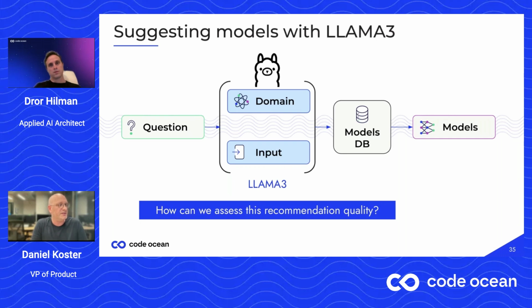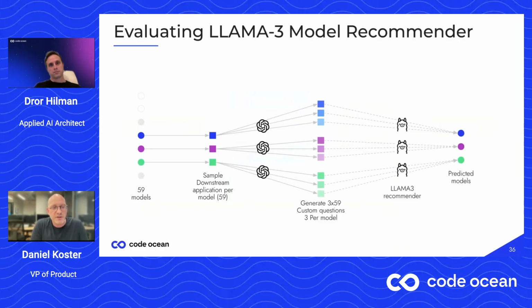And the strategy is as follows. We take 59 models, like the ones that we described, that we assembled in the database. We extract a sample downstream application from the article, so 59 of those. And then we generate, using GPT-4, 3 variations of that downstream application.